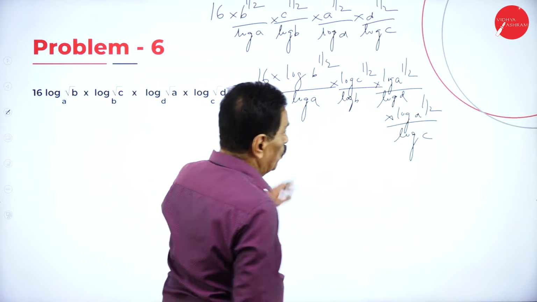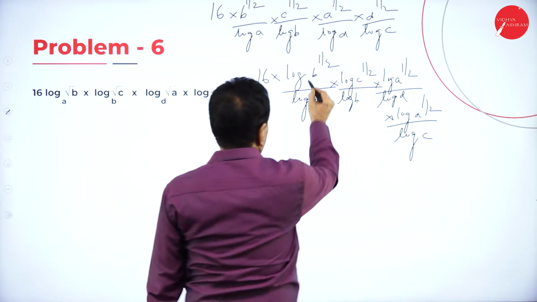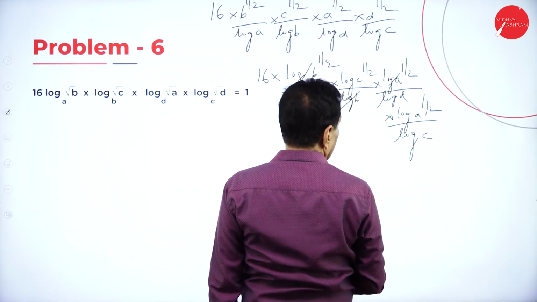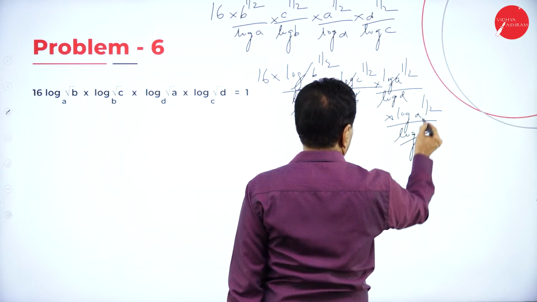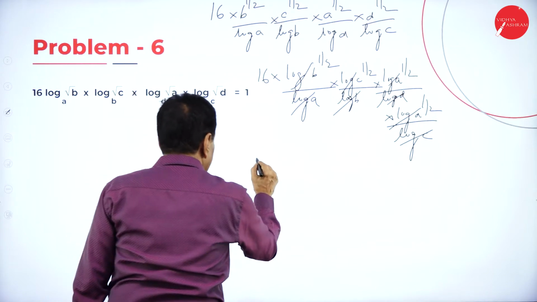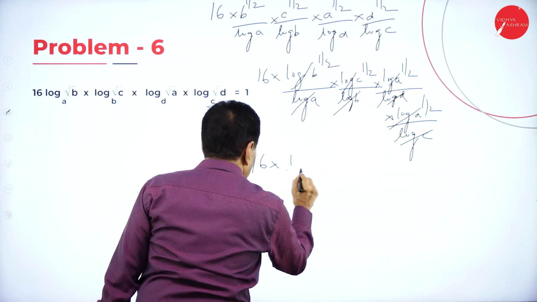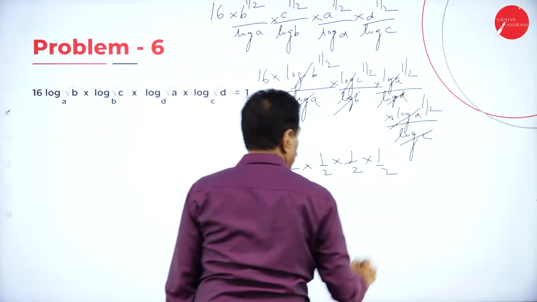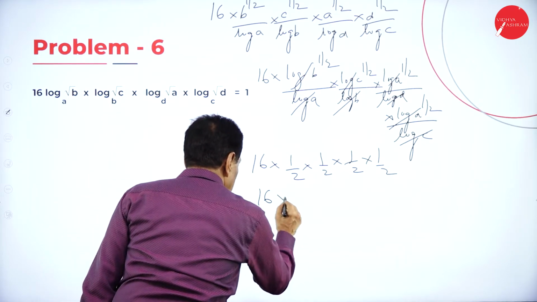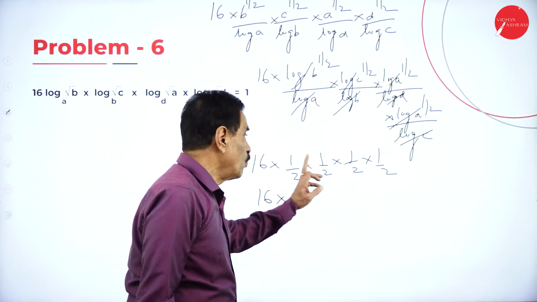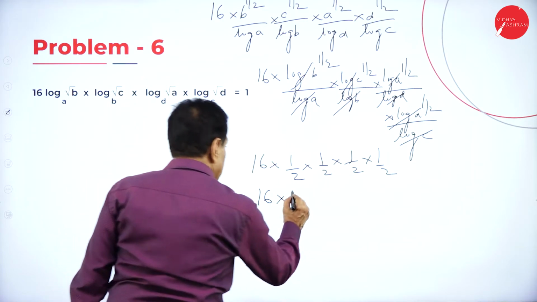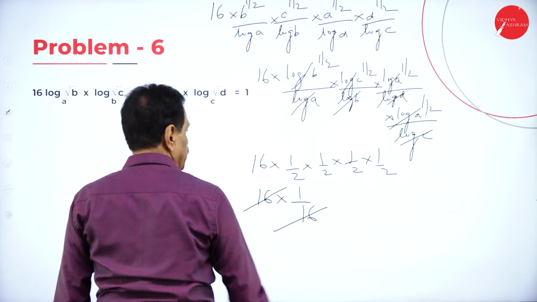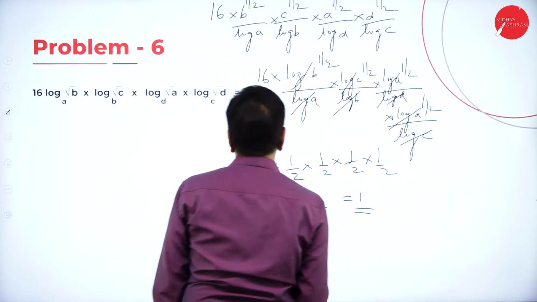So, I have written slowly. Cancel log b, log b, log a, log a, log c, log c, log d, log d. What is left over? 16, 1 by 2, 1 by 2, 1 by 2, 1 by 2. 16 into 2 twos are 4, 4 twos are 8, 8 twos are 16. This is 1 by 16. So, it is equal to 1. Proved.